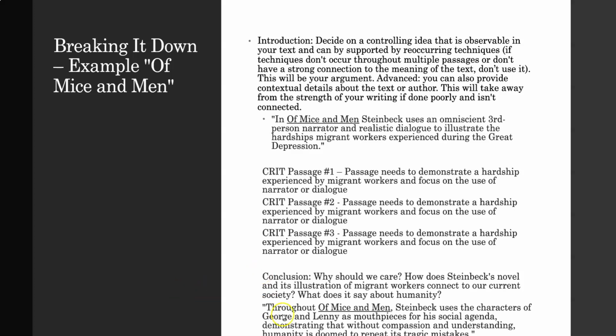And here at the last, I included a very short concluding paragraph. It's very unpolished, and I'm not very proud of it, but I do think that it illustrates what I'm trying to get across. So throughout Of Mice and Men, Steinbeck uses the characters of George and Lenny as mouthpieces for his social agenda. He's trying to demonstrate something about what needs to take place, demonstrating that without compassion and understanding, humanity is doomed to repeat its tragic mistakes. That gets across what Steinbeck was doing and why we as humans should care about it.